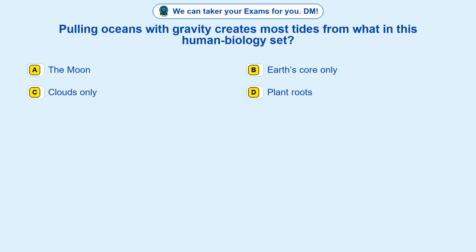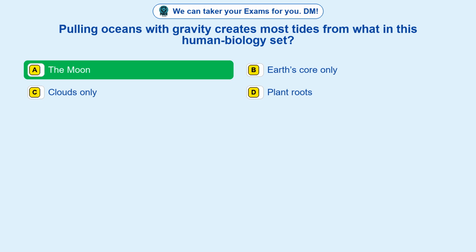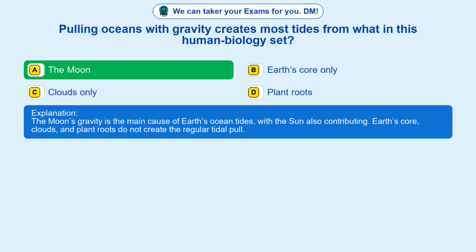Question 91. Pulling oceans with gravity creates most tides from what in this human biology set? Option A. The moon. Option B, Earth's core only. Option C, clouds only. Option D, plant roots. The correct answer is option A. The moon. The moon's gravity is the main cause of Earth's ocean tides, with the sun also contributing. Earth's core, clouds, and plant roots do not create the regular tidal pull.